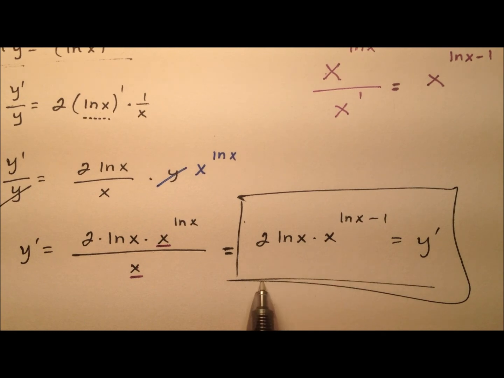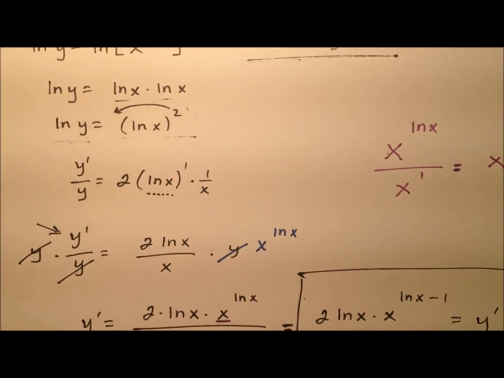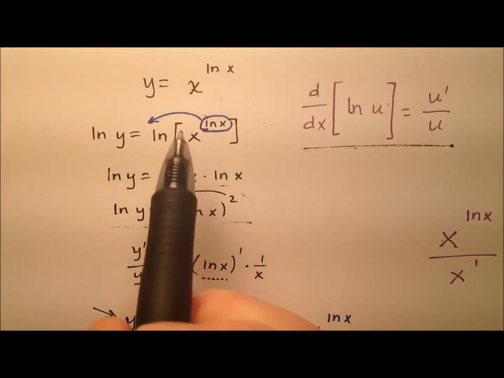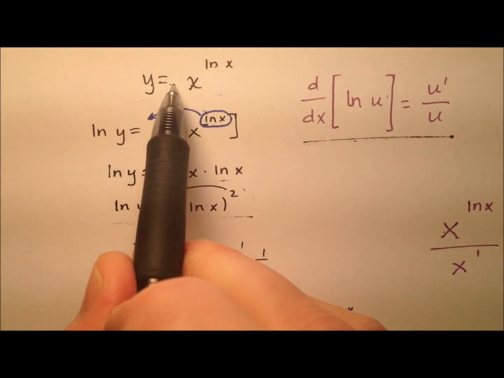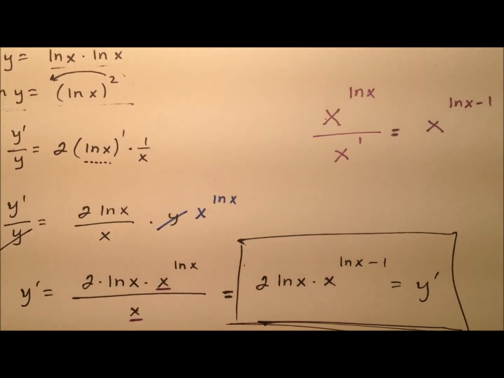So here we go. We have used logarithmic differentiation, and we found the derivative of our equation up here, y equals x to the power of the natural log of x. And that's again what that looks like.